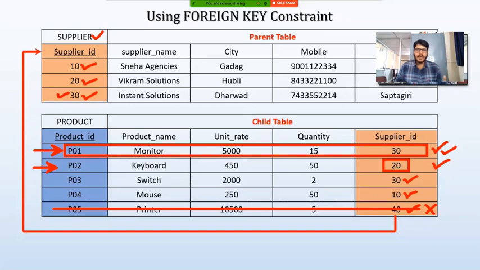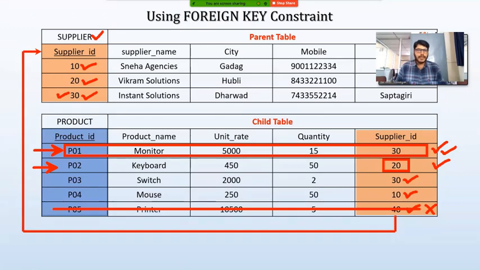So this is the main use of a foreign key. It will accept only those values which are available in a parent table. So in this case, 40 is not available in the parent table. That's why it will deny inserting this particular record in the child table. So logically, there is no supplier with 40 as an ID, and obviously he cannot supply the products.